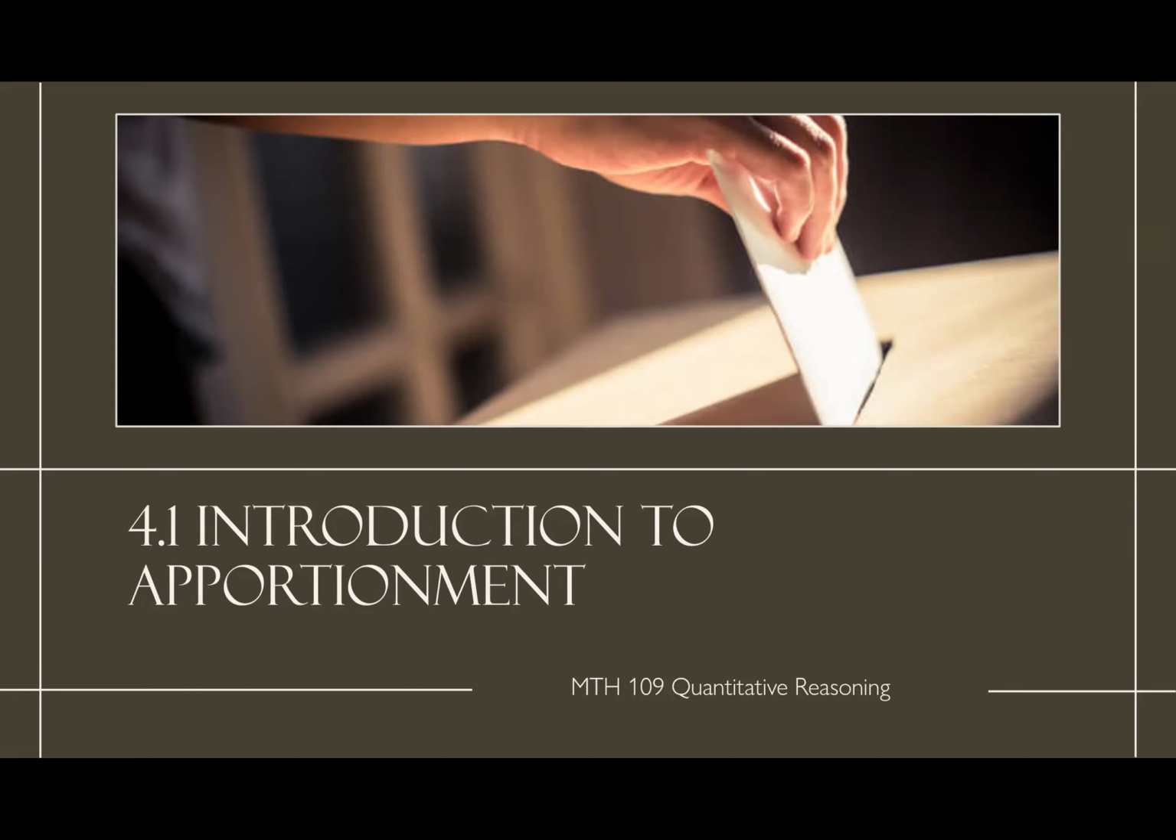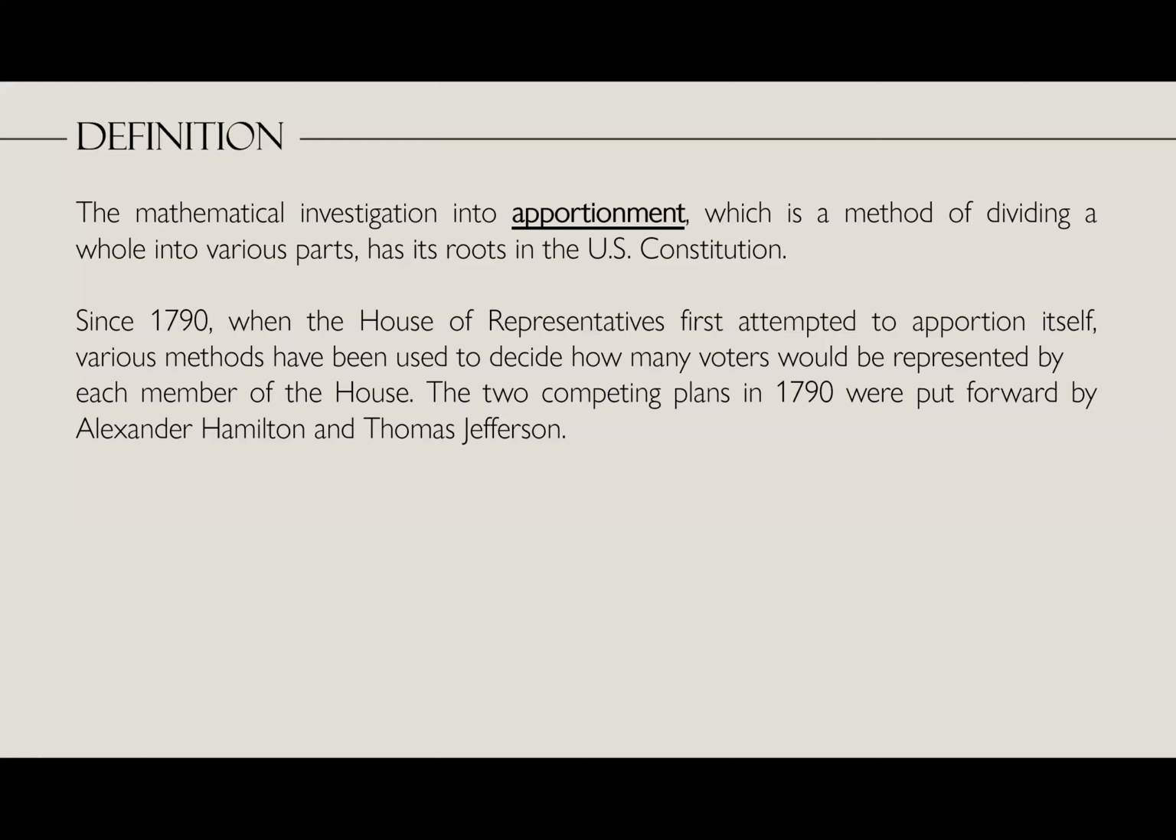Well, to give us a definition of apportionment, this is the mathematical investigation in which we take a whole and divide it into various parts. Or in more common terms, for example, let's say we're talking about the US Constitution, and apportionment is essentially, in layman's terms, how many representatives should each group, or in the US, each state get if we're deciding it, for example, based on population.